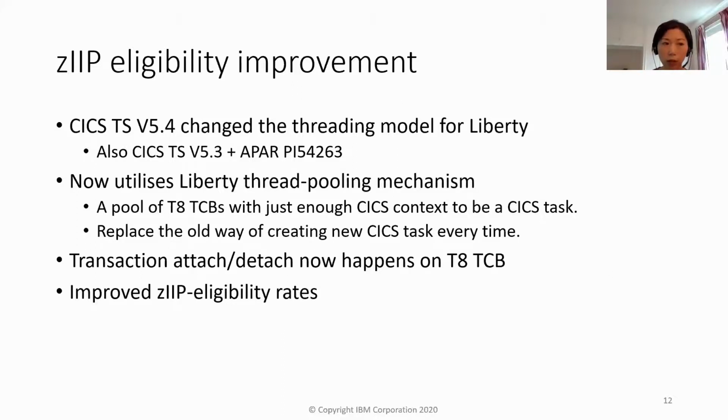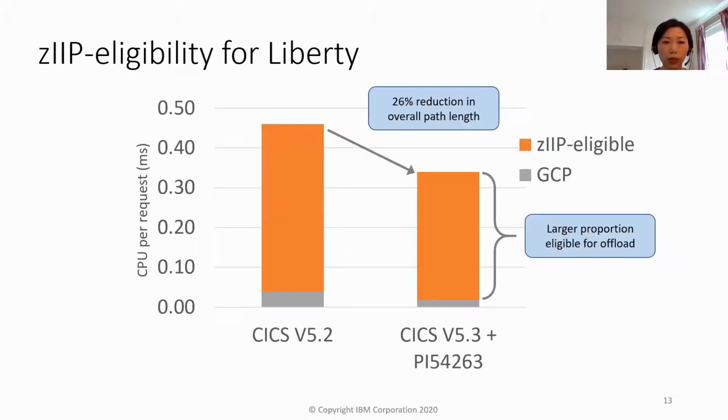So with that, we don't have to tear down and return that T8 TCB to a pool each time. Instead, we let Liberty manage it, so that you get more zIIP-eligible fractions for this kind of request. With that, the transaction attach and detach for this type of request now happens on the T8 TCB instead of the traditional QR TCB. So let's have a look at how this improves the zIIP eligibility.